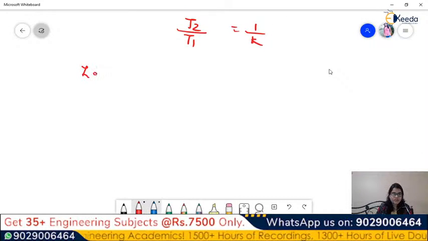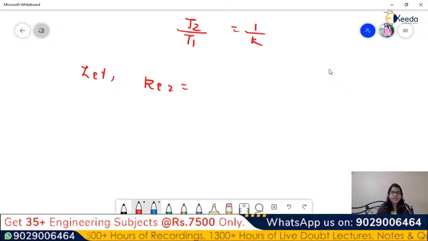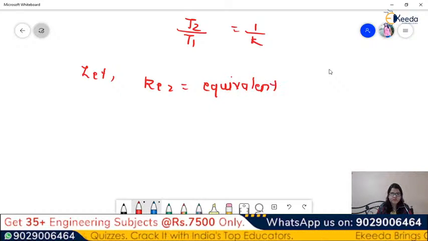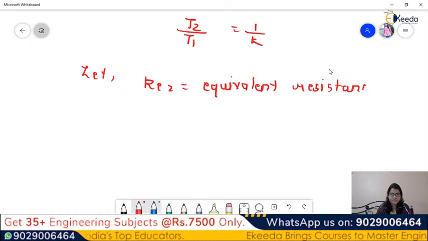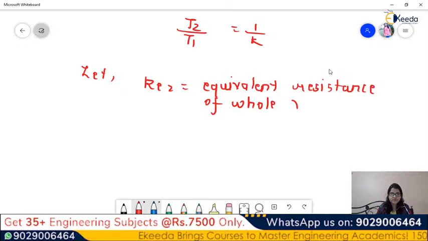So let RE2. Now what is RE2? Initially RE1 was the value of your effective resistance of the whole transformer referred to primary. Now we are going to secondary. Okay. So RE2 is the value of equivalent resistance of the whole transformer referred to which side now? Referred to secondary side.